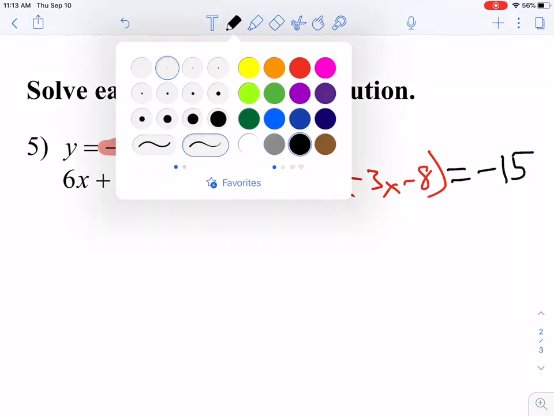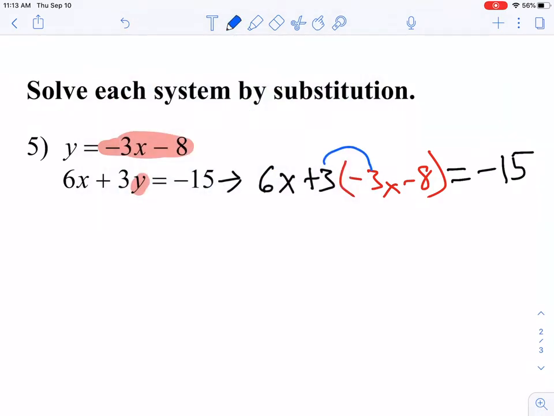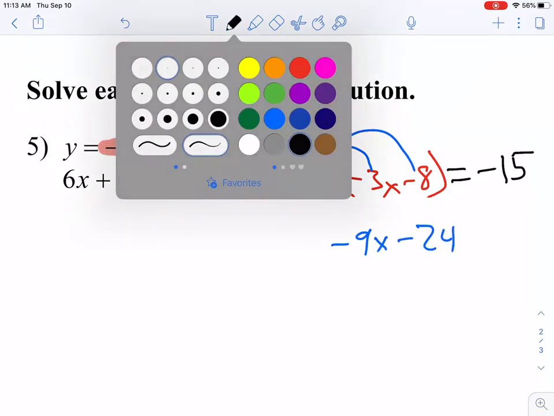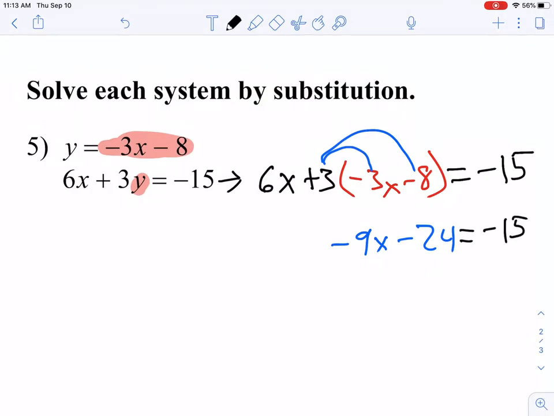Just like we did in the warm-up, we are distributing first. 3 times negative 3 is negative 9x. 3 times negative 8 is negative 24. I'm rewriting the rest of my equation.